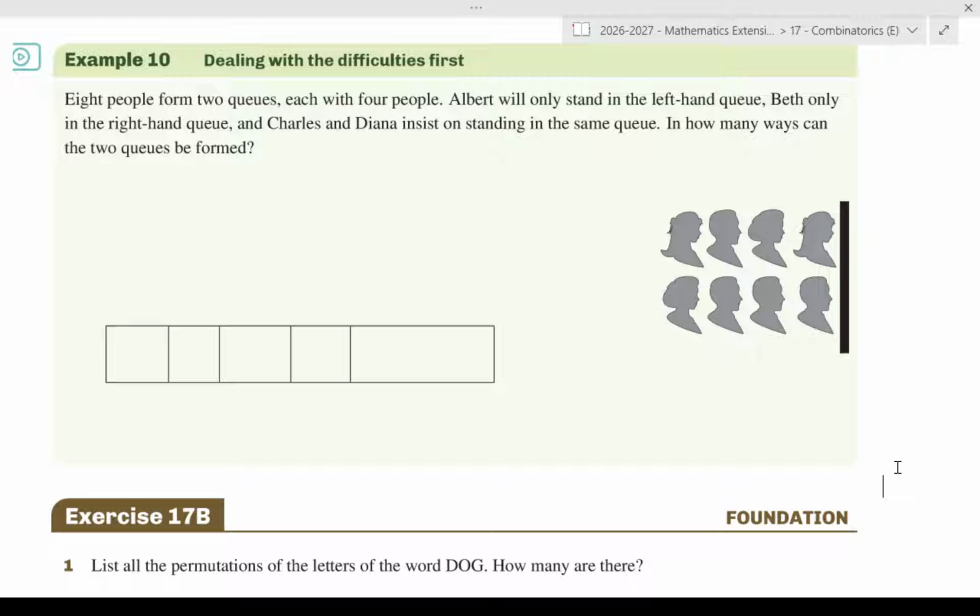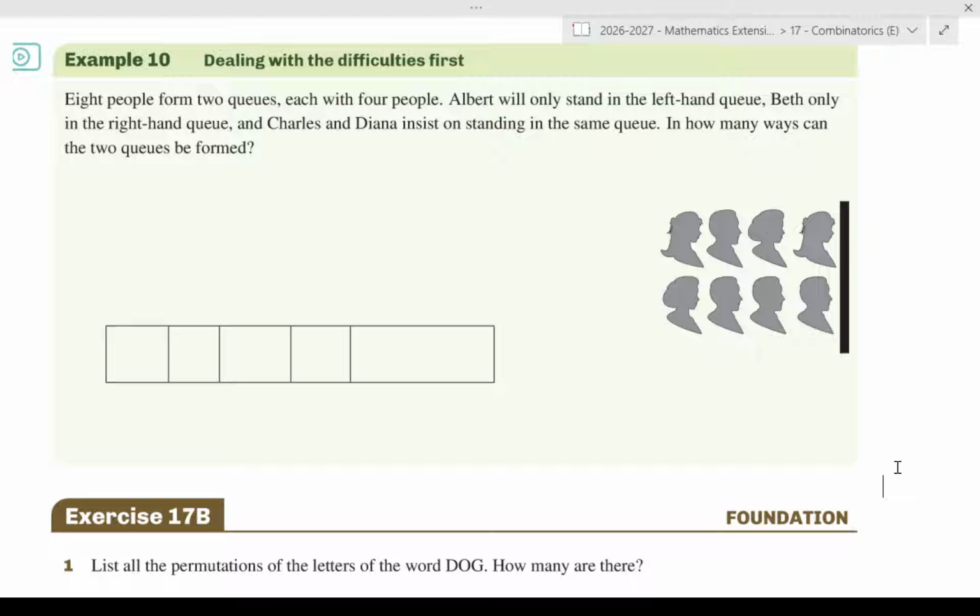So 8 people form 2 queues. Albert will only stand in the left-hand queue. Beth will only stand in the right-hand queue. Charles and Diana insist on being in the same queue. So in how many ways can the 2 queues be formed?